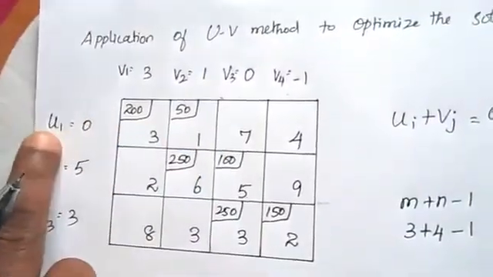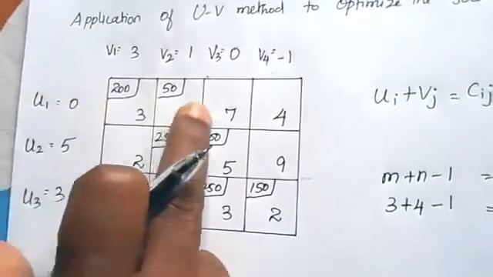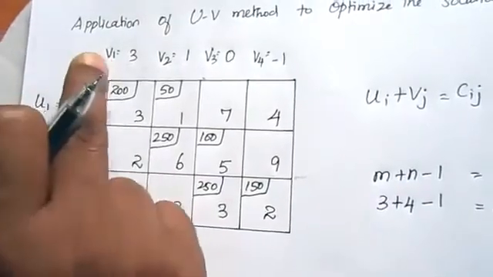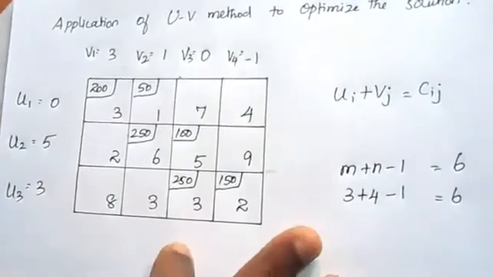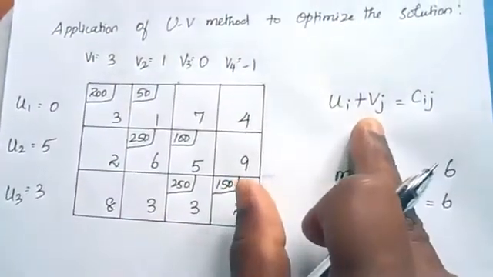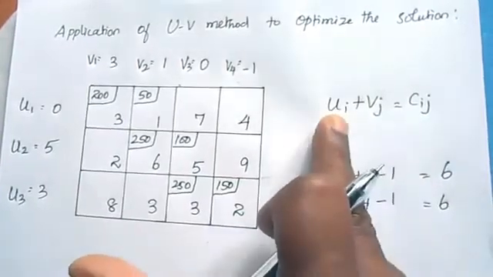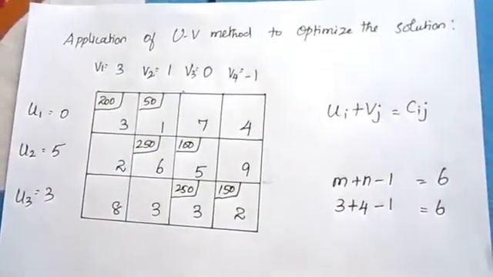We started with U1. We assumed U1 is equal to 0. For each allocated cell, we have got the values for U1, U2, U3 and V1, V2, V3 and V4. So this is the first step. By using this formula, Ui plus Vj is equal to Cij, we have got the values for all allocated cells. With this, you need to proceed to the next step.